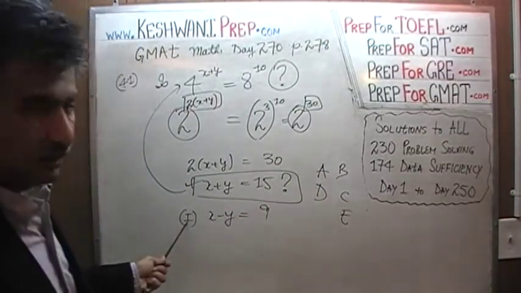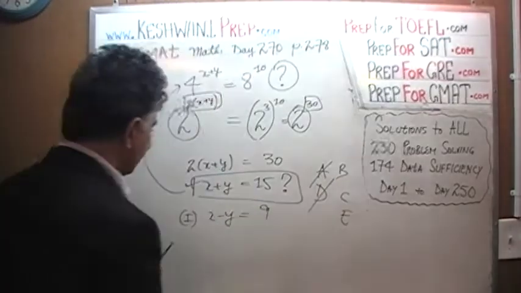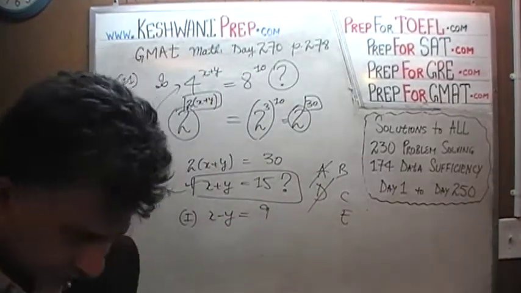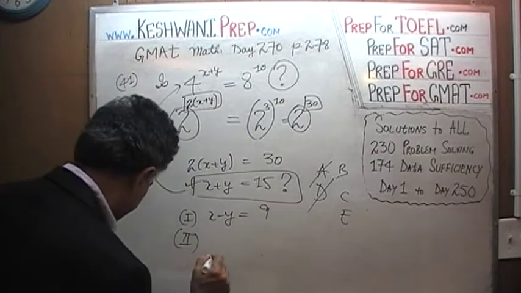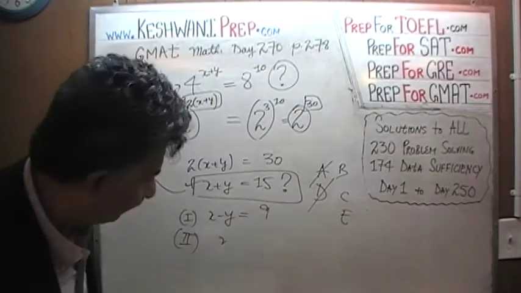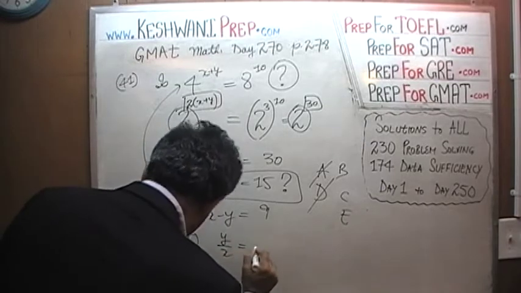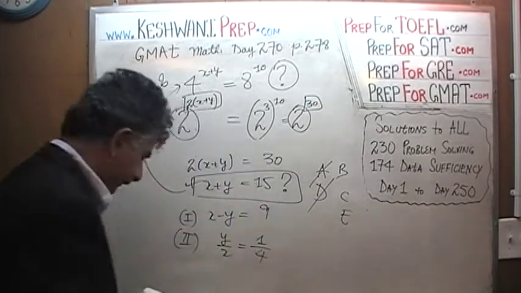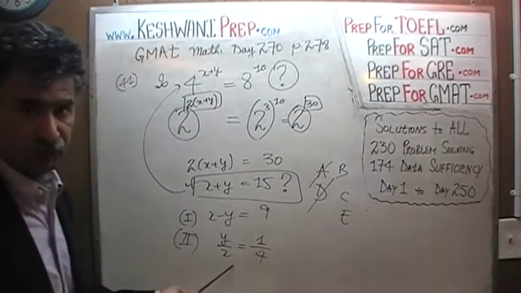Now that we just found out that the first statement by itself is no good, we know the answer cannot be A or D. Let's look at the second statement, shall we? In the second statement, they tell us that y over x, it doesn't really matter whether it's x over y or y over x. The point here is, there is your second equation.